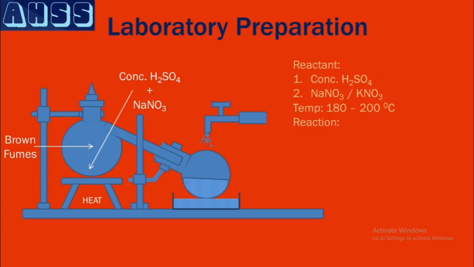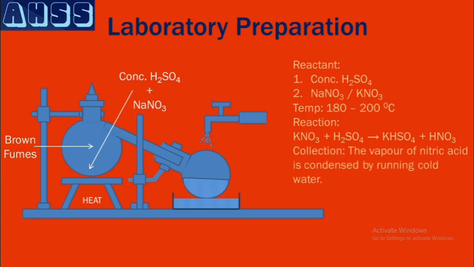The reaction which takes place in the glass retort is: potassium nitrate when it reacts with sulfuric acid gives potassium bisulfate and nitric acid. The vapors of nitric acid are condensed to a liquid.